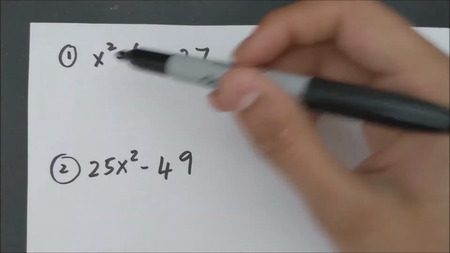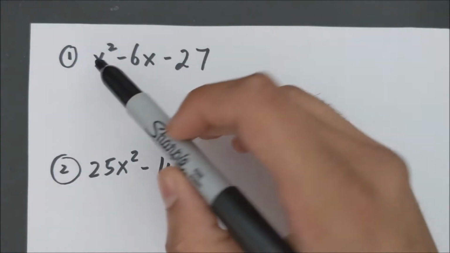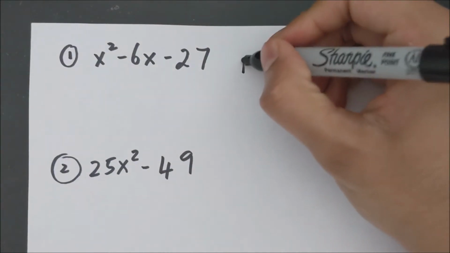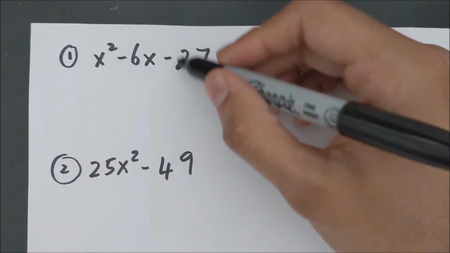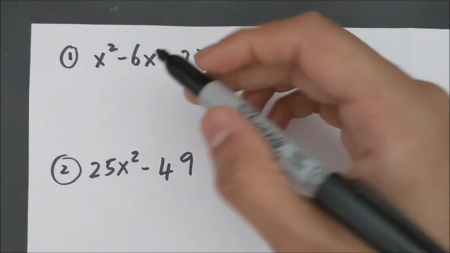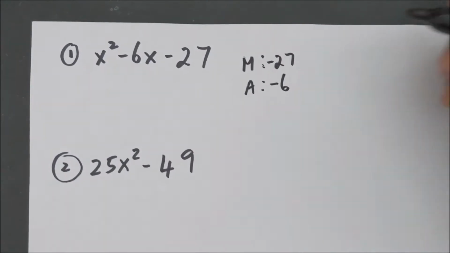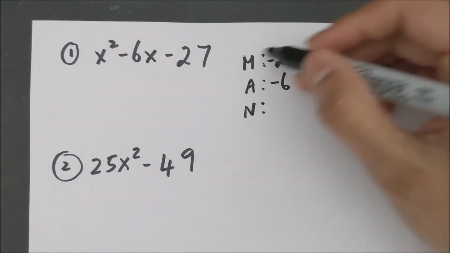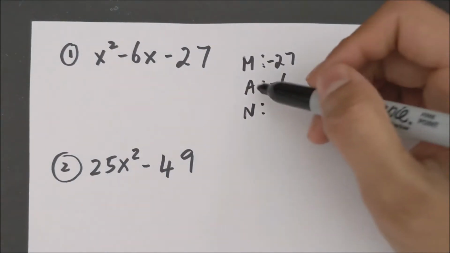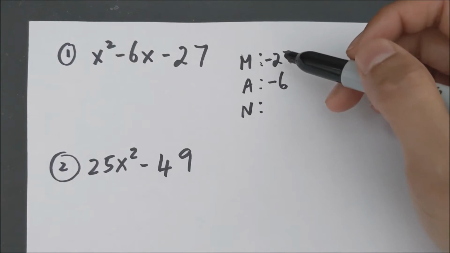Okay, so when I'm factoring this first question, I want to use the man method. It's a trinomial and I don't have an a value there. So my m is just this number, negative 27. My a is just negative 6. And I want to find two numbers that multiply to give me negative 27 and add to give me negative 6. So typically you think of your multiples first.